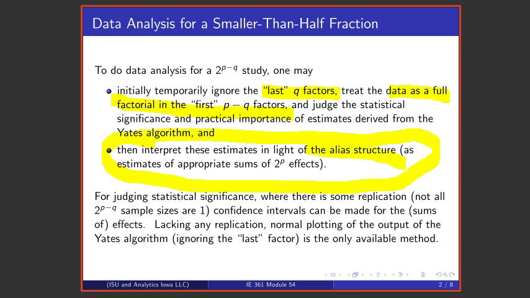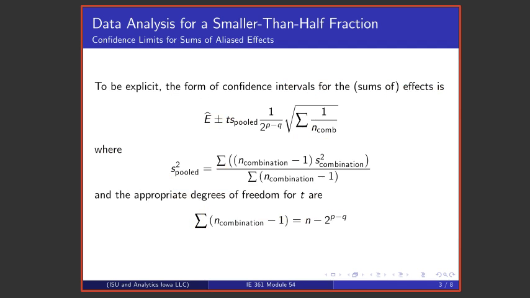At that point, recognize that there's not just the initial factors, but there are all p of them to take into account. Where there is some replication, one can use confidence limits, basically find margins of error for the values output by the Yates algorithm. Where there is no replication, all that one can do is normal plotting.